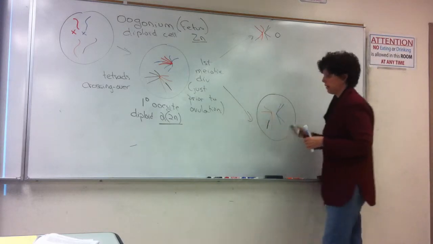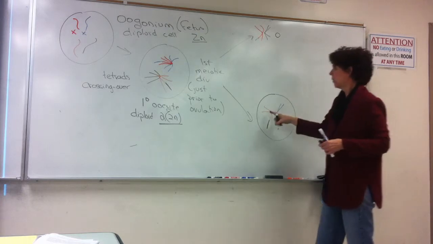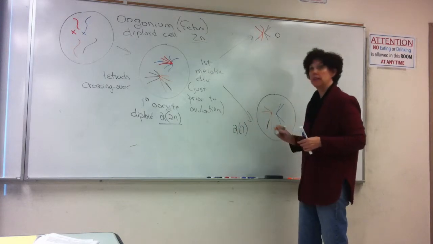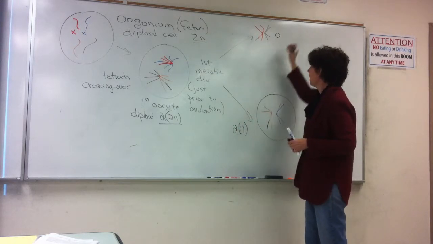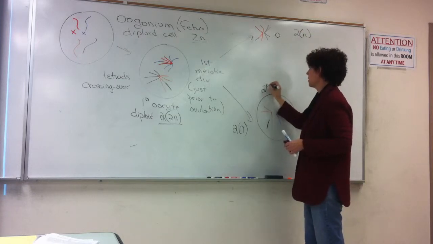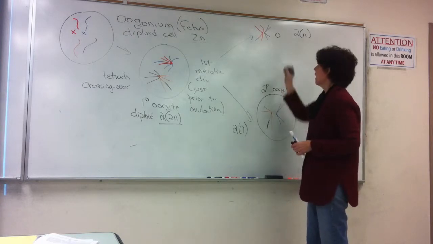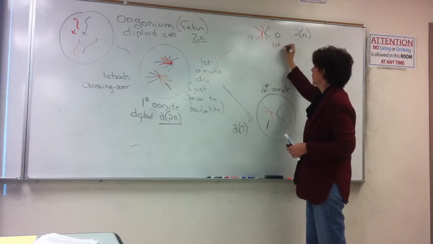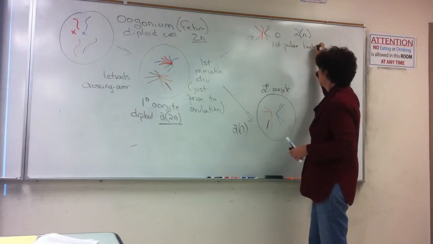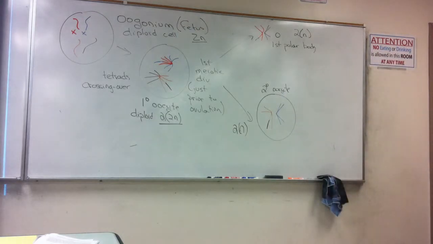So what chromosomal pattern is this? We have N and 2 copies of each N. So these are now haploid cells. This is identified as our secondary oocyte. And this is identified as the first polar body. It's not named a secondary oocyte.